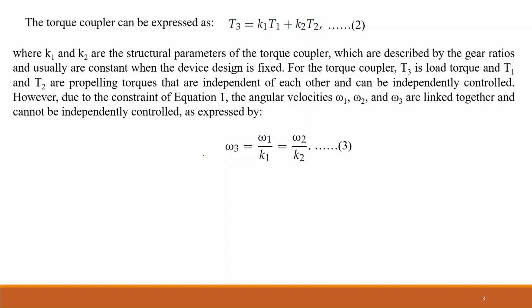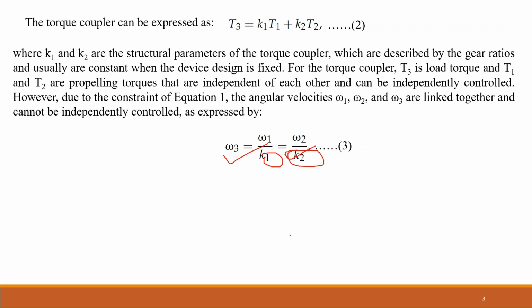However, due to certain constraints, the angular velocities W1, W2 and W3 are interlinked and cannot be independently controlled. So we write W3 is equal to W1 by K1, which is equal to W2 by K2. They are dependent upon the K1 and K2 values. So they cannot be independently controlled, but the torques can be independently controlled.